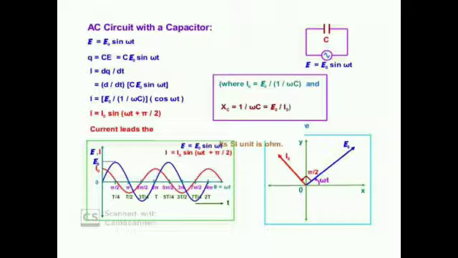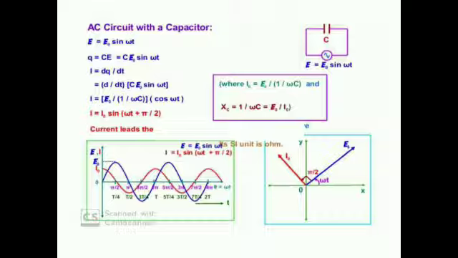Now let us consider an ideal capacitor of capacitance C, which is connected to the applied alternating voltage E equal to E naught sin omega t, that is shown in the figure. At any instant the applied voltage in the circuit is E equal to E naught sin omega t, that is equivalent to the voltage between the plates of the capacitor. Let Q be the charge on the capacitor plates at any instant of time. Then the current at any instant will be given by i equal to dq by dt.